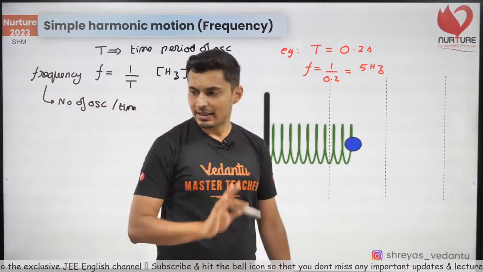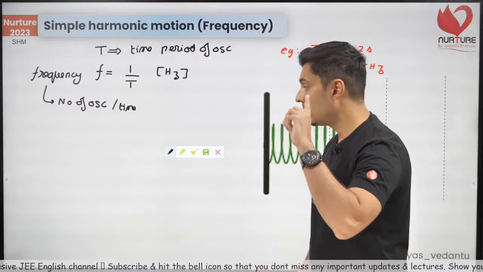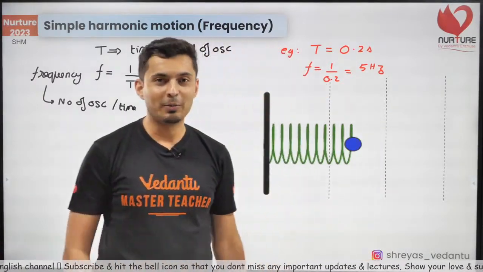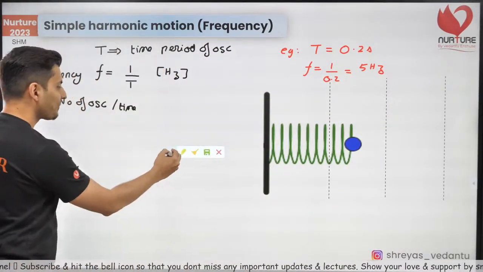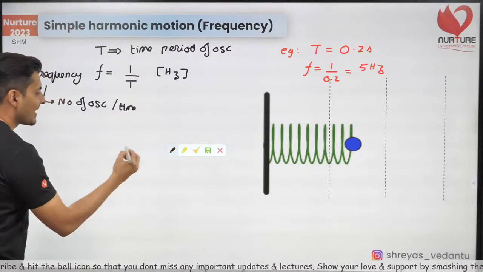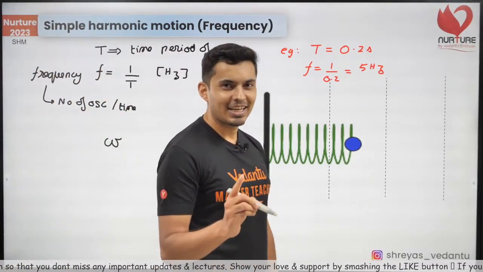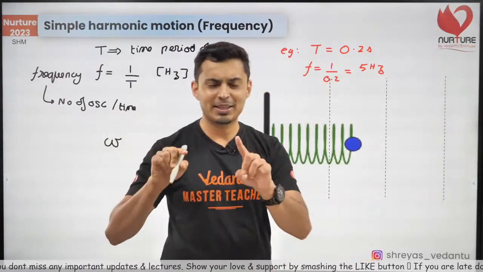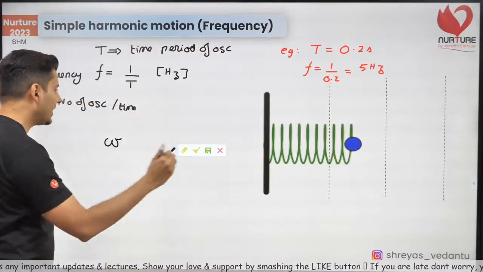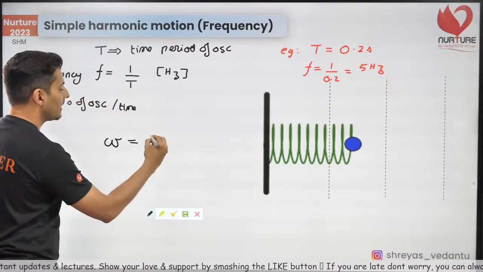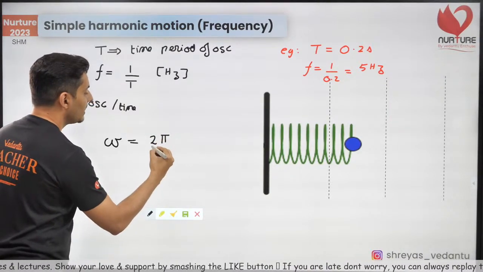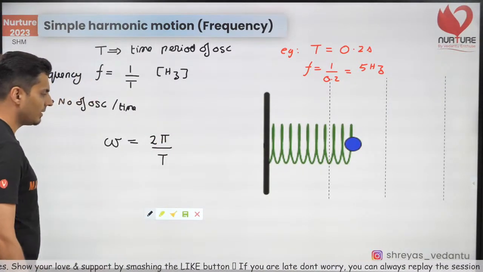Fair enough? Everybody clear till this point? Great. Now the last thing that you need to remember is, well, omega. Remember that omega was there? That omega was there in that term and in that big expression of simple harmonic motion. That omega is nothing but 2 pi divided by time period.